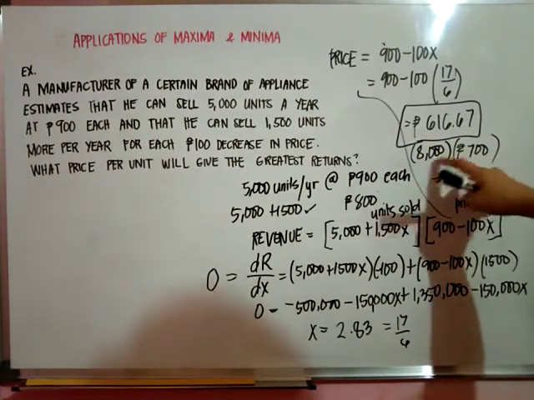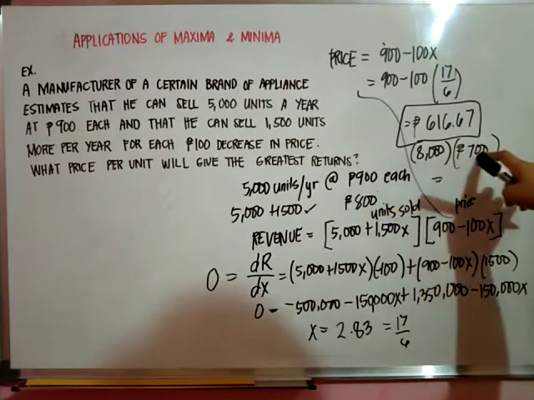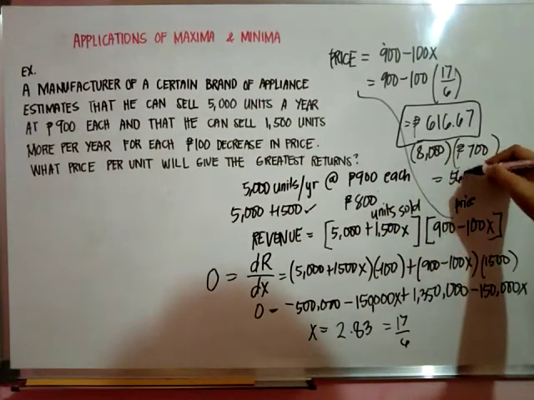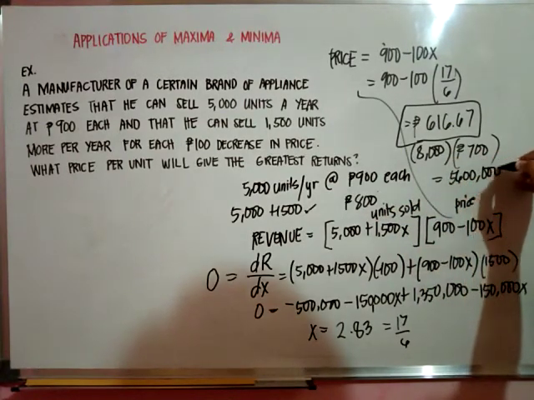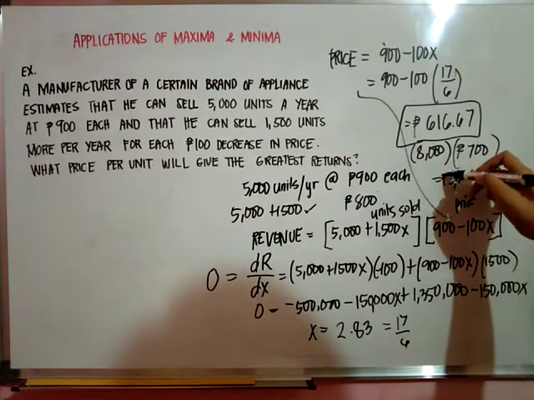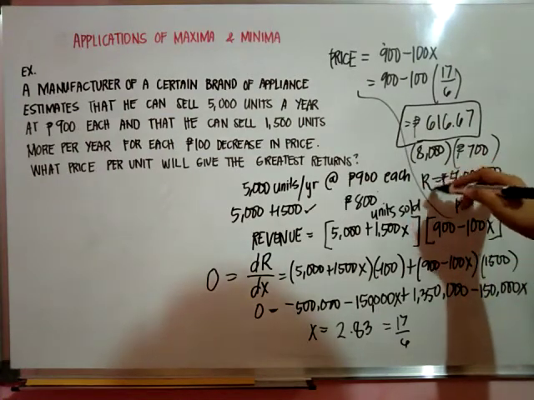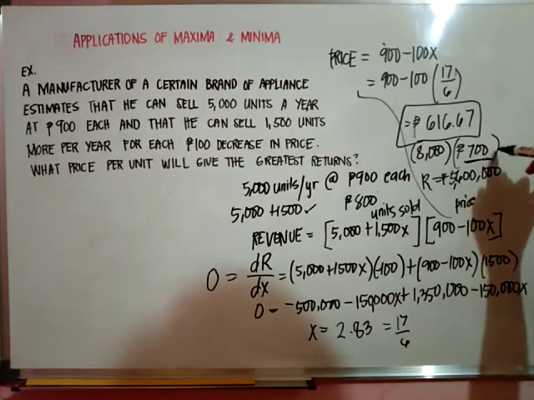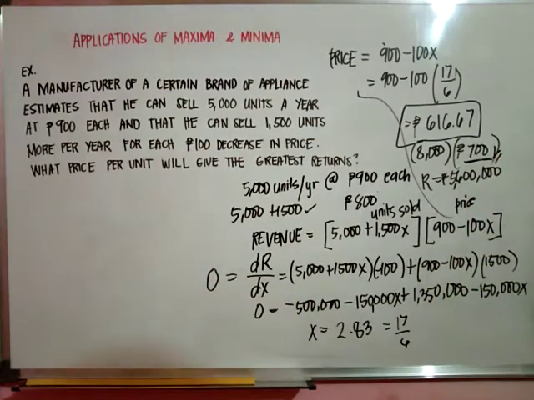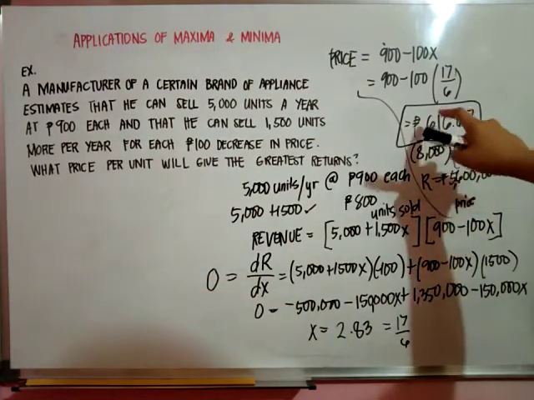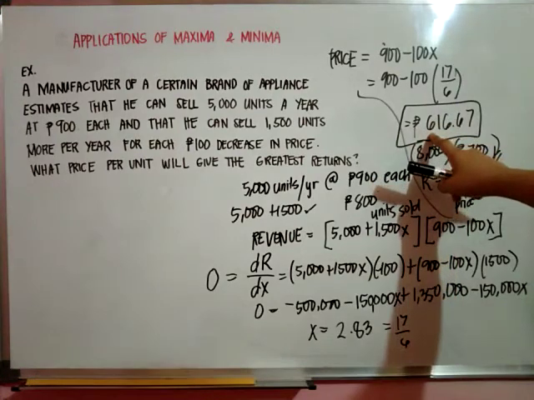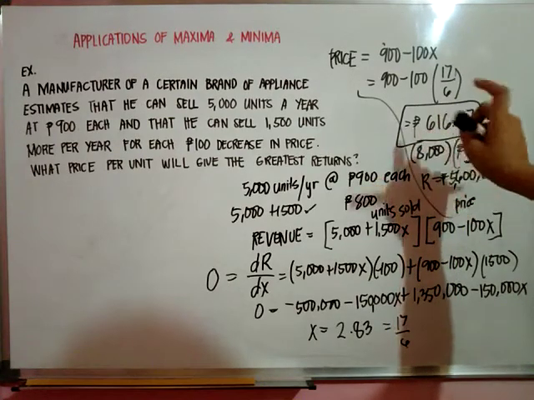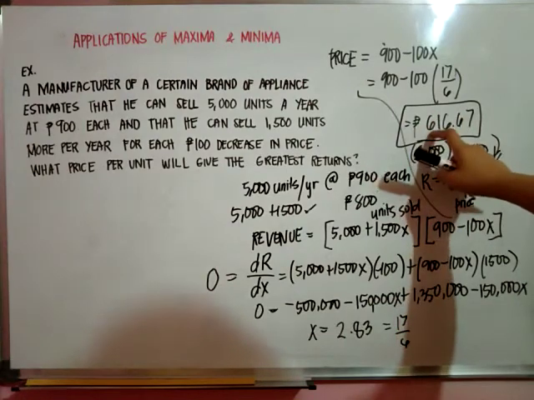So ito yung kita dito, we have 8,000 times 700 is 5,600,000. Yun yung revenue kapag 700 yung ginawa nating price. So let us try this one. Kung talaga bang siya yung magbibigay ng maximum profit. So let us try to substitute this one.